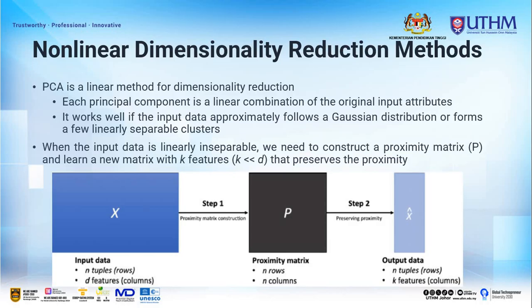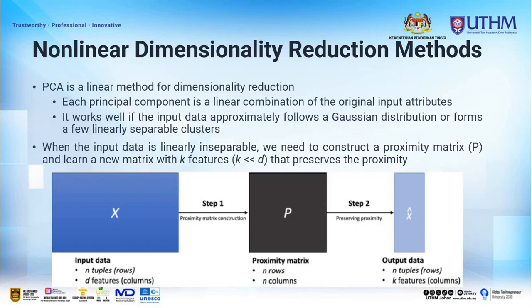The process involves, step number 1, proximity matrix construction. We construct a proximity matrix P that represents the similarity or distance between the data points. This matrix encodes the relationships in the high-dimensional space. Second step, we learn a new matrix with k features, where k is less than d. It preserves the proximity information from the original data, and the goal is to reduce dimensionality while maintaining the essential structure of the data.